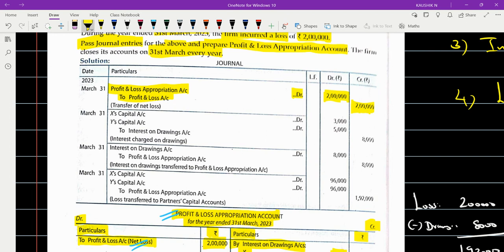Any doubt in the first journal entry? Be careful, the dates are given to you. So in the date column, you have to mark it 2023, 31st of March, because the profit and loss appropriation account will be prepared only after the preparation of the P&L account.